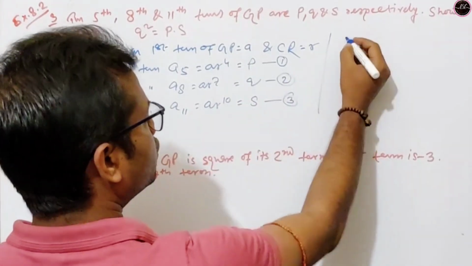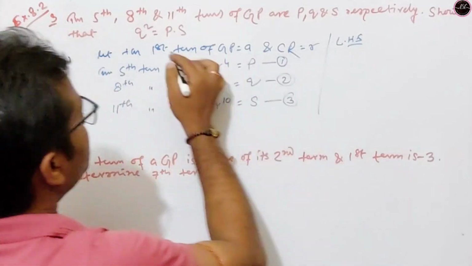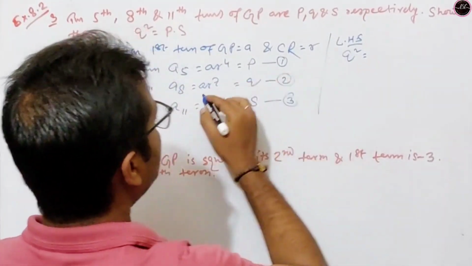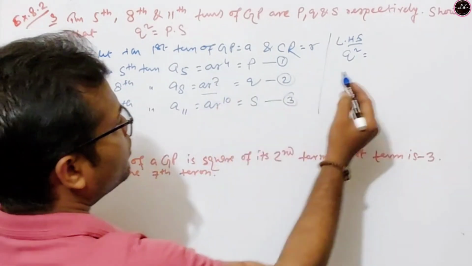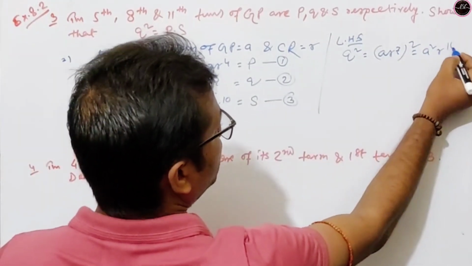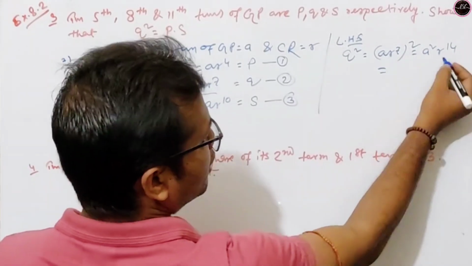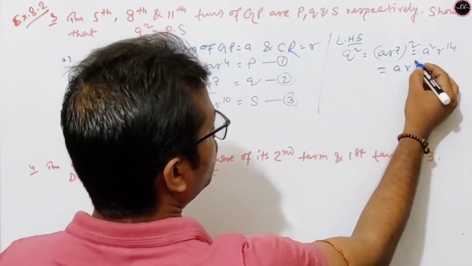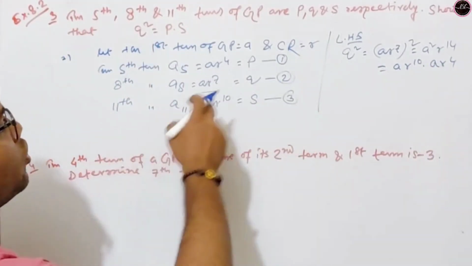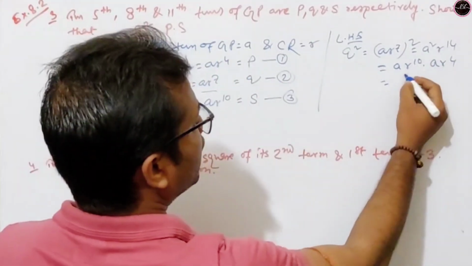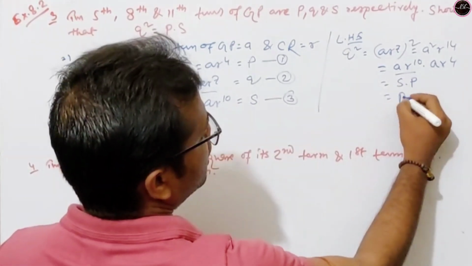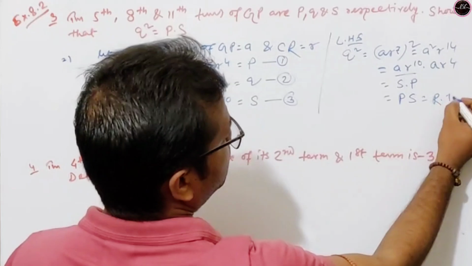So here we have to prove Q square is equal to PS. LHS is equal to Q square. Here Q equals A r to the power 7, so A r to the power 7 whole square. That means A square r to the power 14. Just divide this part: A r to the power 10 into A r to the power 4. We can write this, since A r to the power 10 equals S and A r to the power 4 equals P. So this can be written as PS, which equals RHS.